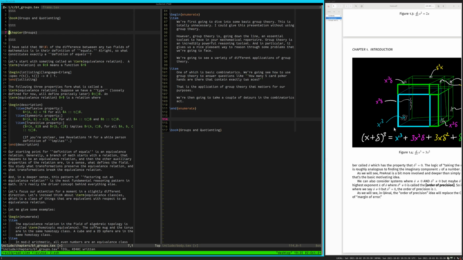We're going to see how to use group theory to answer questions like how many 5-card poker hands are there. I'm going to take a couple of detours in the combinatorics act. Specifically, we'll see some of its applications in probability theory and statistics. Or in probability theory, really.